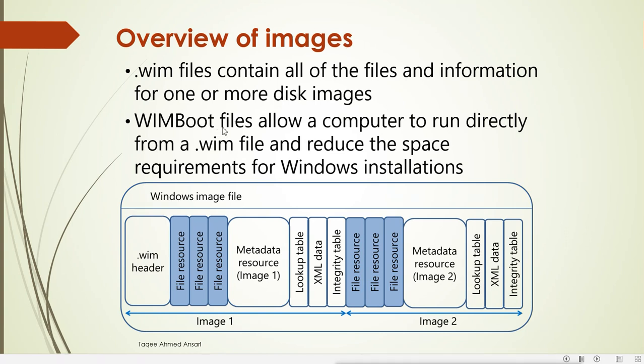Then WIM boot. There is one more file, the boot.wim file, that allows a computer to run directly from a .wim file and reduces the space requirement for Windows installation. So there are two files in the installation media, the install.wim file and the boot.wim file. What does boot.wim do? It provides the installation method where we can run the WIM file from the CD or DVD, and under the install.wim file we have all the files needed to install the operating system.